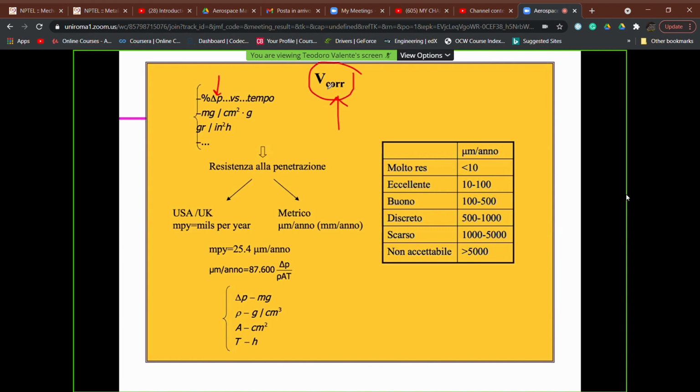And so this means that when we want to express the corrosion rate starting from weight variation, we need to refer, and this is one example, the weight loss to the surface which is exposed and to the time of exposure.